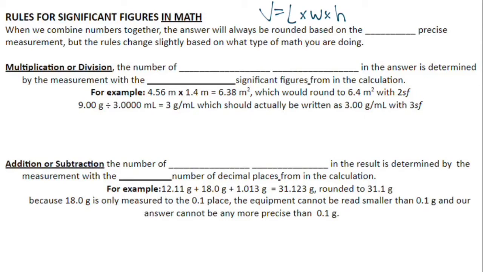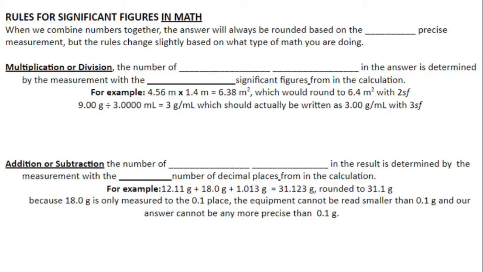Like maybe I measured my length and my width super well, but my height was just an approximation. Then my volume calculation that comes from these numbers is only going to be as precise and accurate as the worst measurement here. So this volume is not going to have as many significant figures as if I'd measured every one of the original values with the same level of precision. So that's what we're hitting on here.